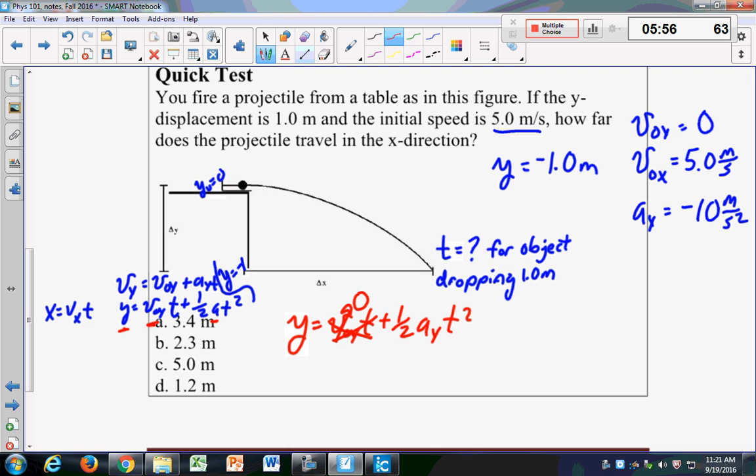And then, once I find t, I want to know, with this speed, how far is it going to go in that amount of time? No acceleration, just travel along at 5 meters per second for a certain amount of time that's given by this. And then I can find the total x distance that it travels.